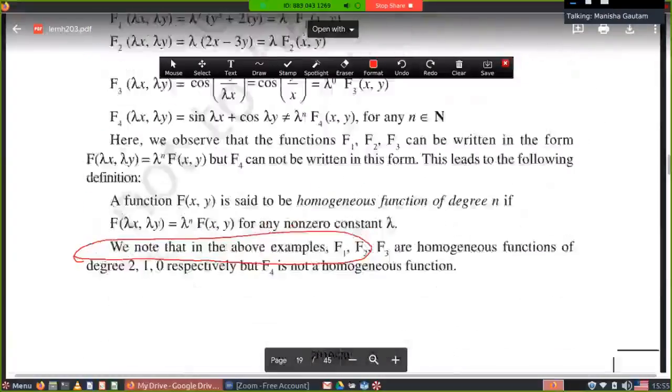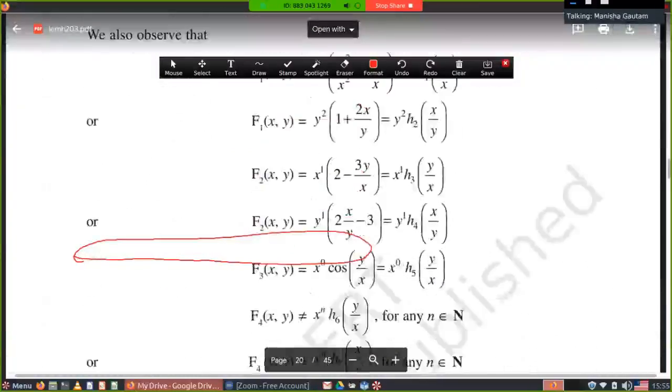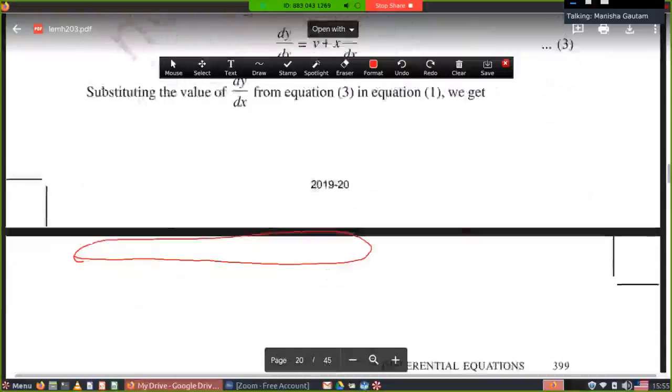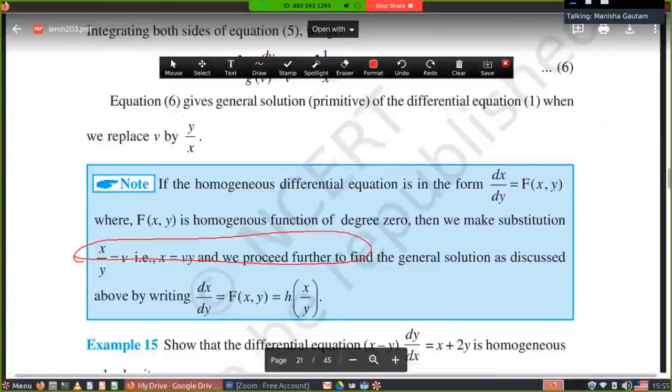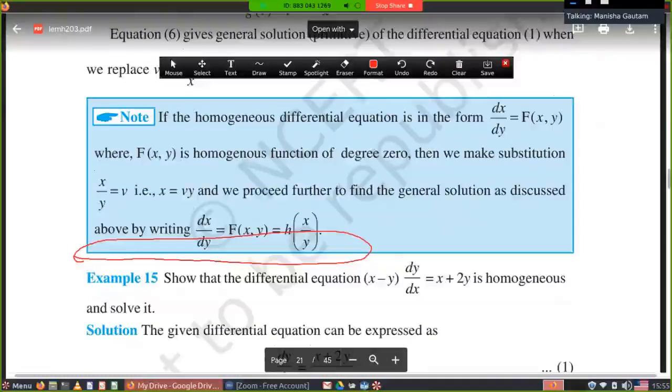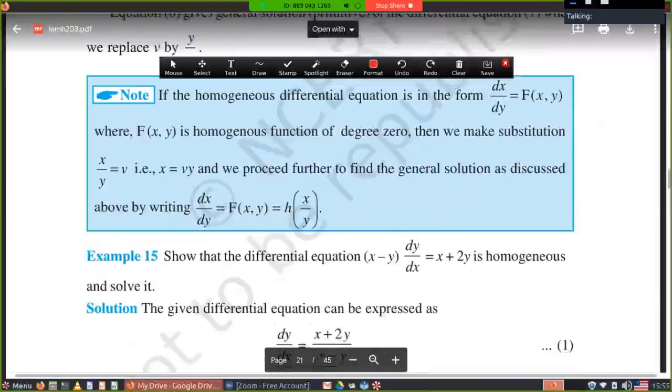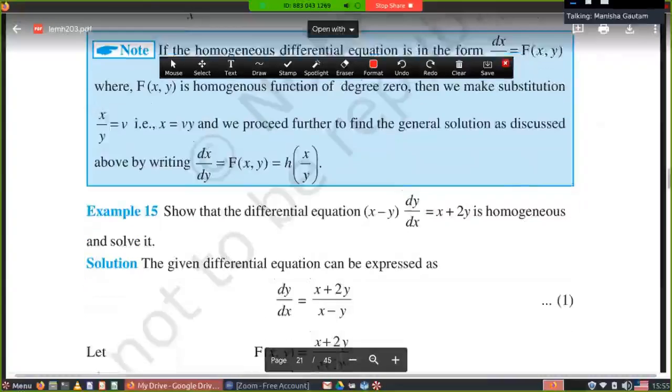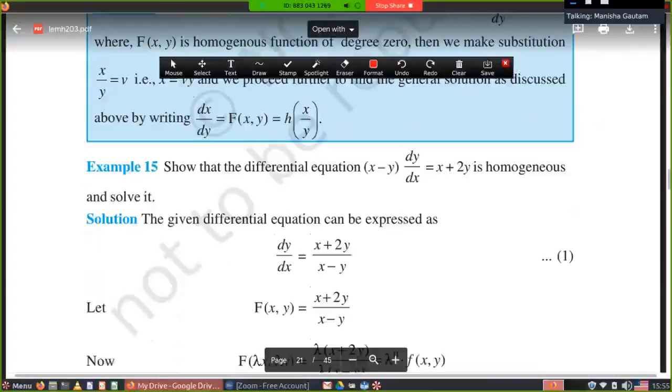In this topic, two types of questions will be asked in the examination. First you have to check whether the given equation is a homogeneous equation or not. And if it is a homogeneous equation, then solve the differential equation. How to check whether it is homogeneous or not? Let's see. Solve the differential equation. This is homogeneous. Show. First of all, show and then solve it.